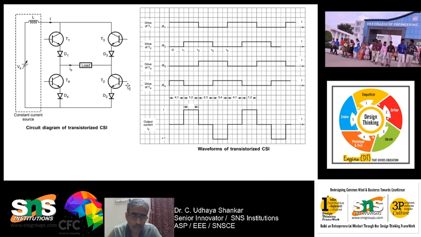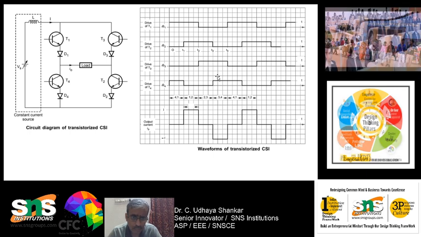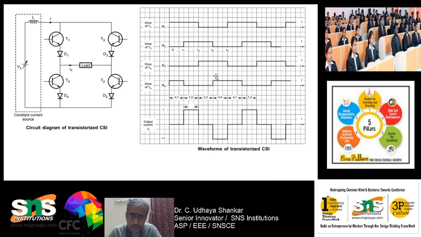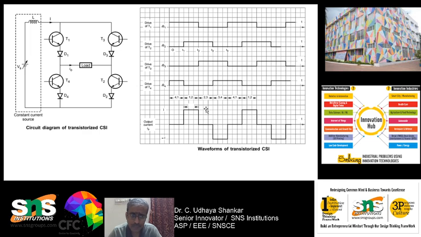Okay, and you can see that no current will be flowing. Why no current will be flowing? Because the supply is already short circuited, but will the current rise? No, because it is a current source inverter. So the load current will always be 0. The supply current is passed by T1 and T4, and it will not create any short circuit because the input current will always remain constant, because it is nothing but a current source inverter.